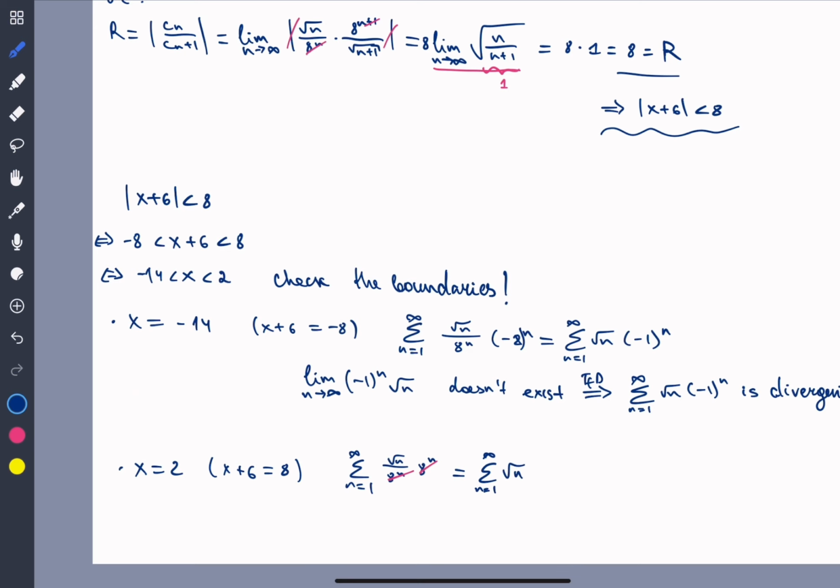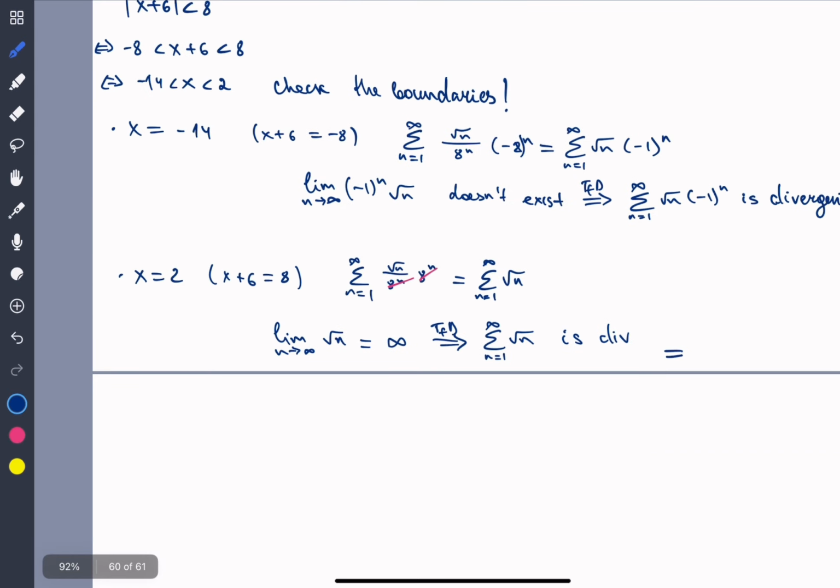And we take the limit as n tends to infinity. We have square root of n equal to infinity, which means by the test for divergence, the series is divergent. Again, that means this point is also not within the interval of convergence.